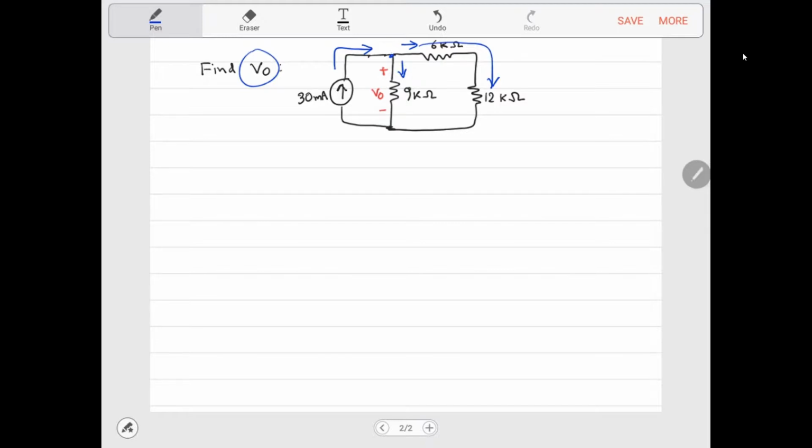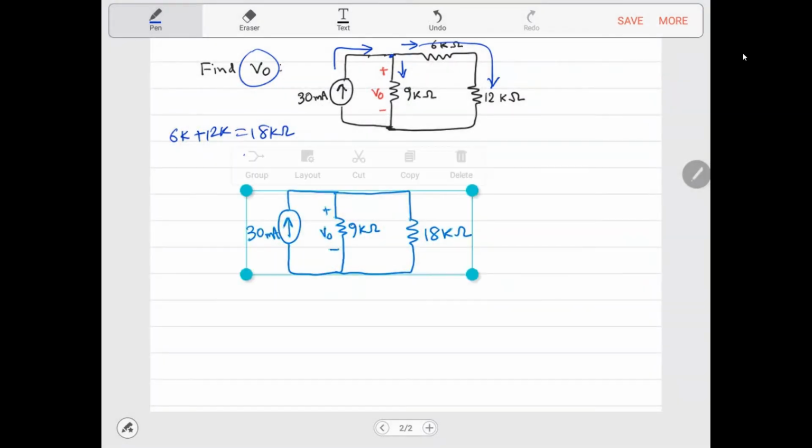So let's combine them. In series, you can simply add the resistors. So this gives you 18 kilo ohm. Whenever you simplify a circuit, it's good practice to redraw the circuit.